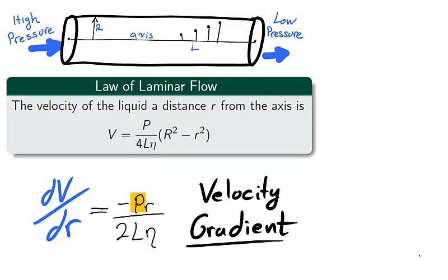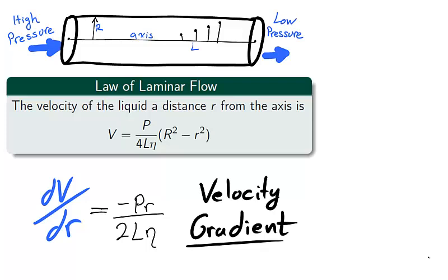The slowdown is twice as fast in a tube with twice the pressure as P is in the numerator. The slowdown is half as fast in a tube which is twice as long as L is in the denominator. And the slowdown is half as fast in a liquid which is twice as viscous as eta is in the denominator. The equation allows us to see how different parameters affect the velocity gradient.